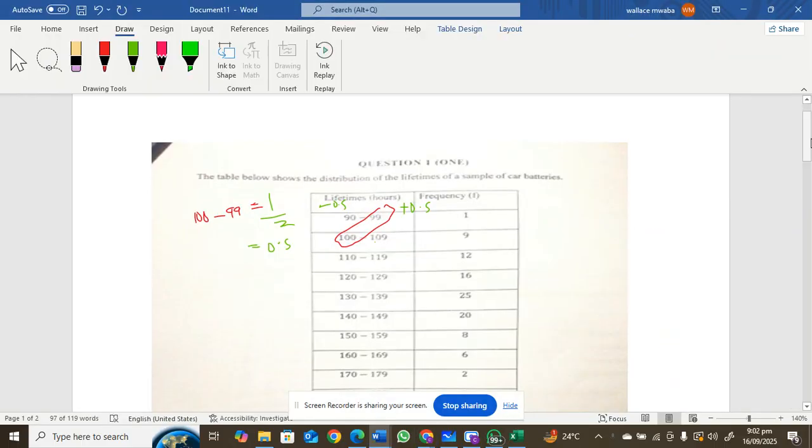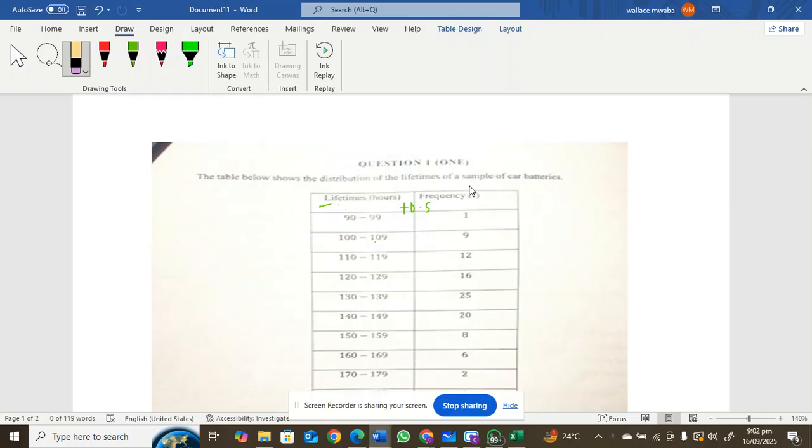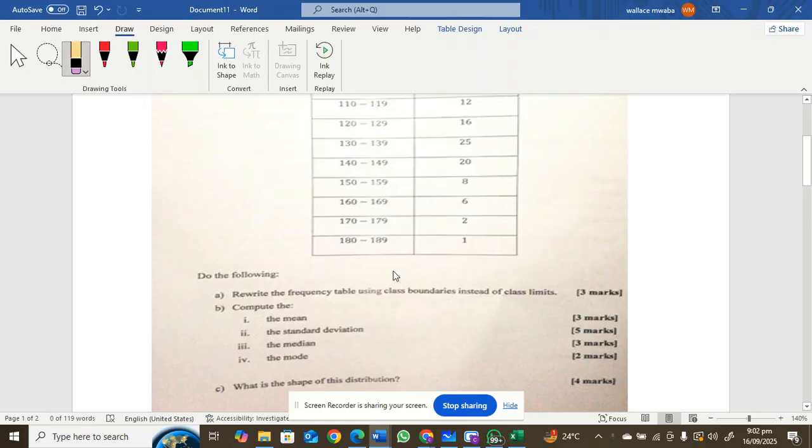All right, so we have this question here. It says the table shows the distribution of lifetime of a sample of car batteries. We've been given our class limits, the lifetime in hours, and our frequency. The question says, do the following. Part A, rewrite the frequency table using class boundaries instead of class limits.